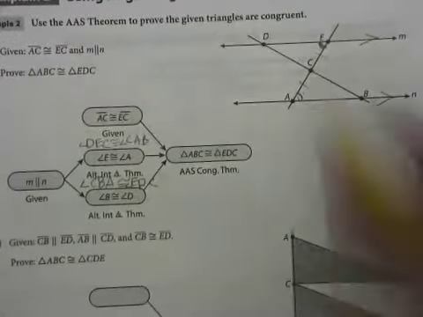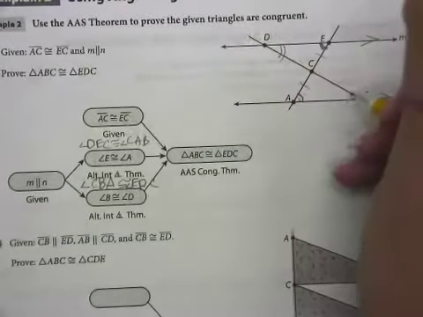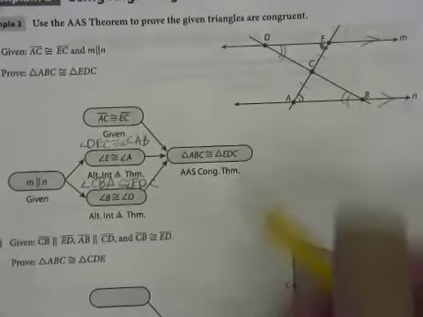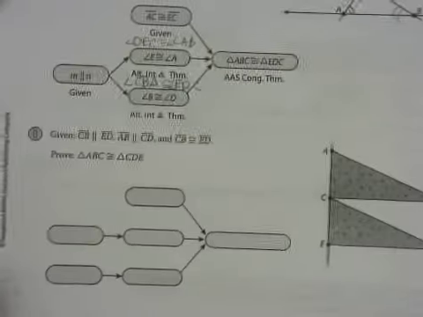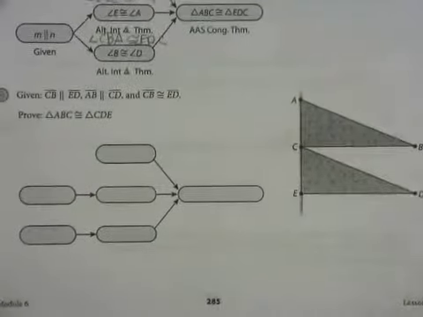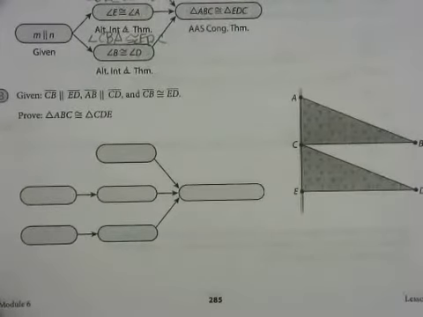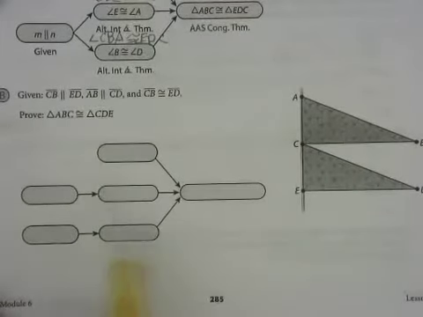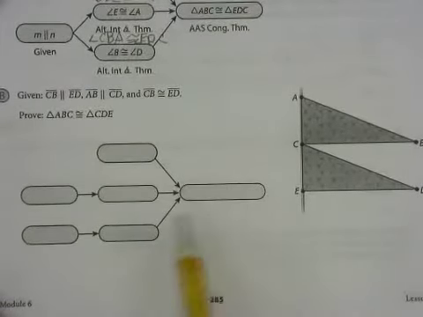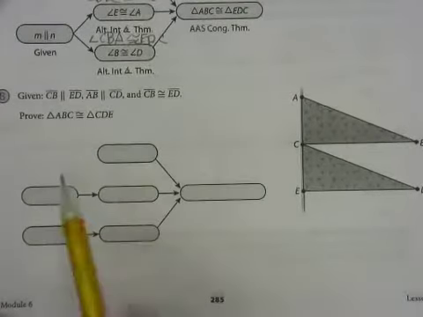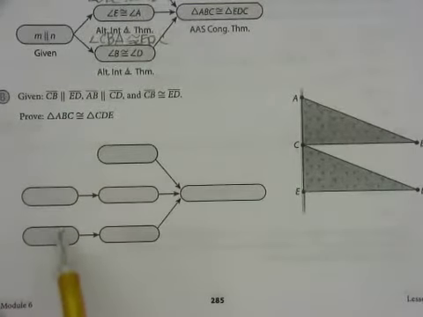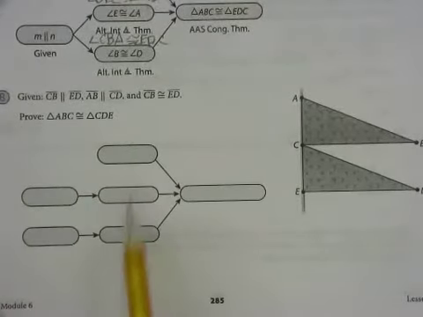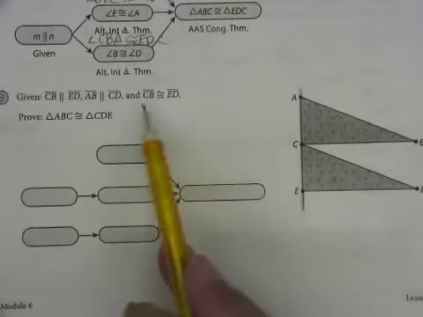Let me try to make that a little bit neater. Angle EDC will be congruent to angle EDC also because of alternate interior angles. Let me mark them. So the triangles are congruent by angle-angle-side. We have a very similar proof here.